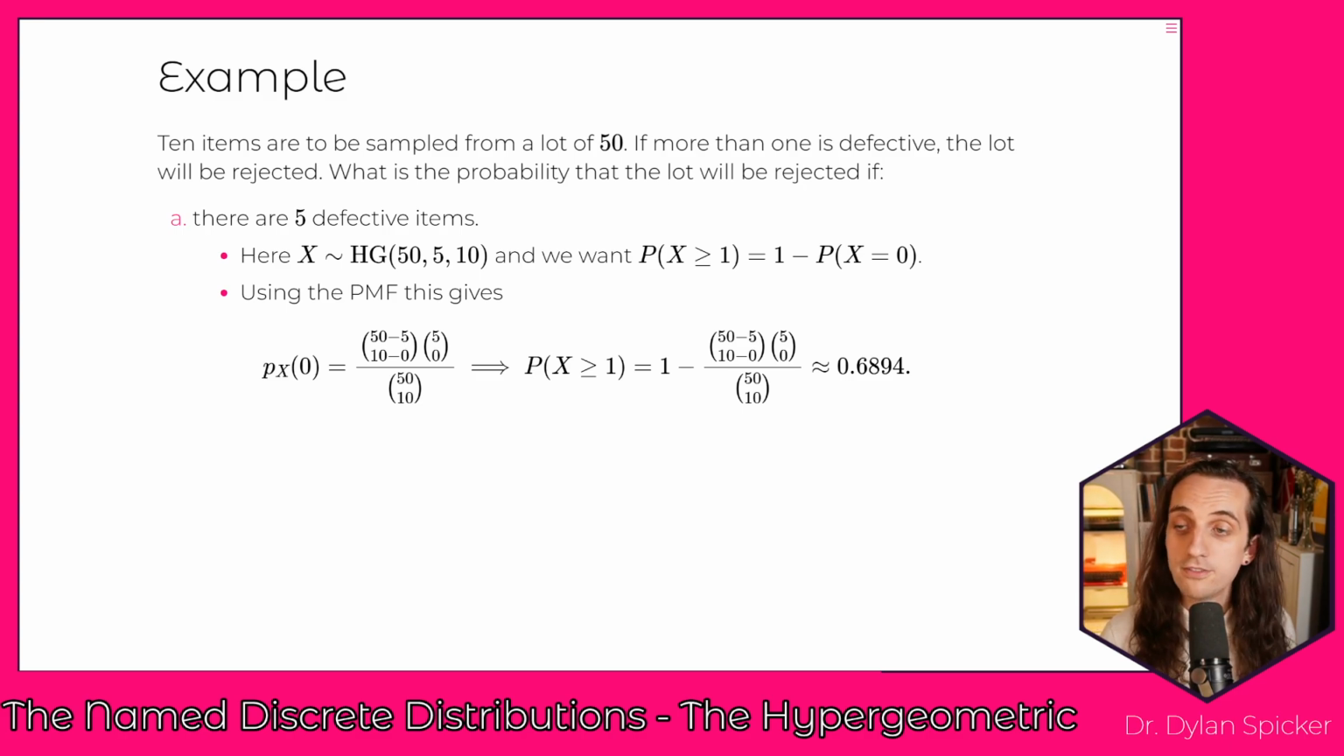So if there are 5 defective items in a lot of 50 and we take 10 of them, then there is a 68.94% chance that we find at least 1 defective item.